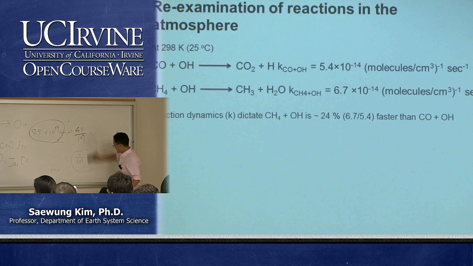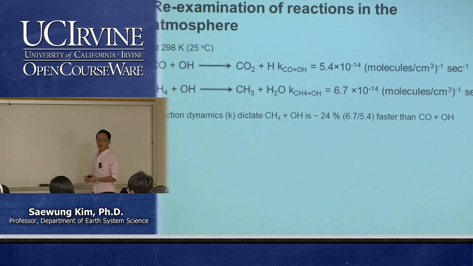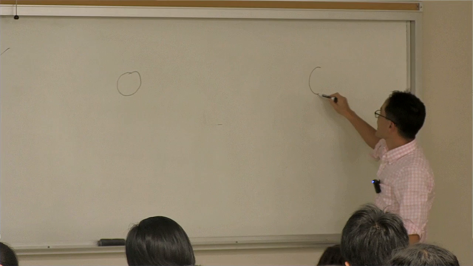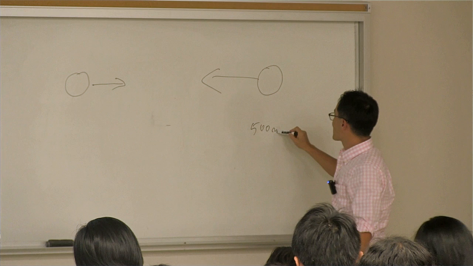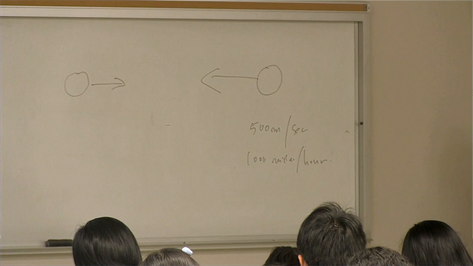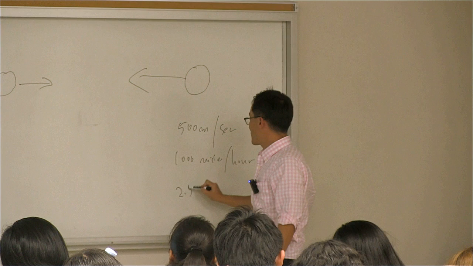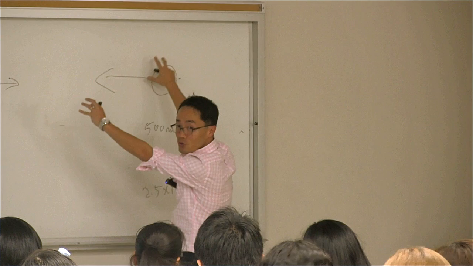So let's go back to the reactions in the atmosphere, all right? Let's imagine a gas molecule here. What's the speed of the gas molecule? It's about 500 meters per second at room temperature, which is about 1,000 miles per hour, right? And how many molecules are in 1 cubic centimeter? 2.5 times 10 to the 19 molecules. There are a lot of molecules in the atmosphere, and they are traveling very fast.